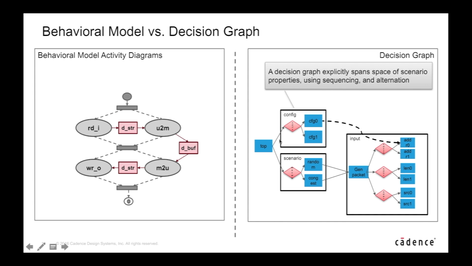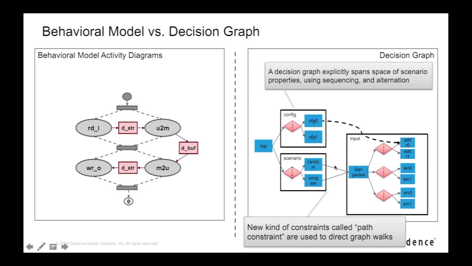So here's the top, and we can select one of the legal configs in here. And our scenario could be random or congest. And when we generate a packet, we need to first generate the address, then the length, and then the source. And these are all selections that we can make in our test. And here it is. This is a logical model to describe a test.